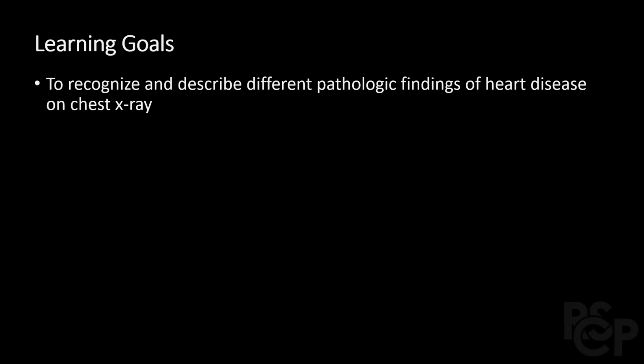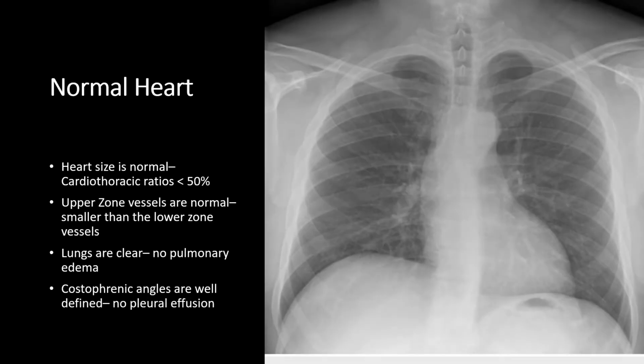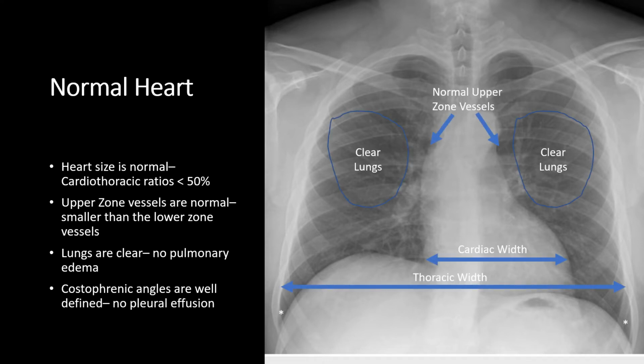The goal of this lecture is to be able to recognize and describe different pathologic findings of heart disease on chest X-ray. On the right, you can see a normal chest radiograph. Some of the things you want to evaluate on the chest radiograph is the cardiothoracic ratio, which you take the cardiac width and divide it by the thoracic width. And in patients with cardiomegaly, these patients' cardiac width is greater than 50% of their thoracic width.